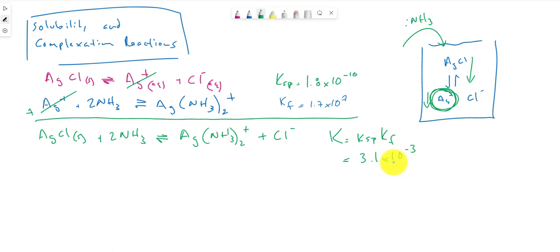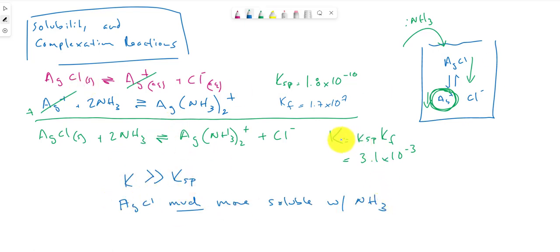So how is this useful to us? Well, we can take this K and compare it to our original KSP. The original KSP was 10 to the minus 10. Our new K, which has been augmented by this complexation reaction, is 10 to the minus 3. So really what that means is that there's about 7 orders of magnitude more silver chloride that's going to dissolve once we add the ammonia to the system, because this is still the same silver chloride as we had in the absence of ammonia, and a very small amount of it dissolved. Here, it's still not a huge K, but it's 7 orders of magnitude larger, 10 million times larger than what it was in the absence of ammonia.